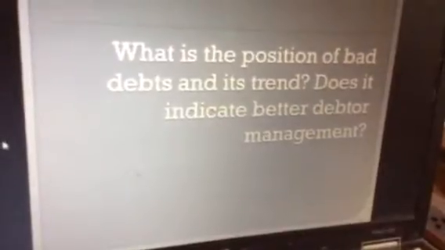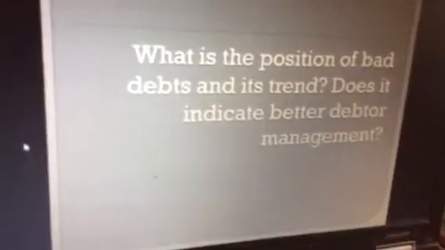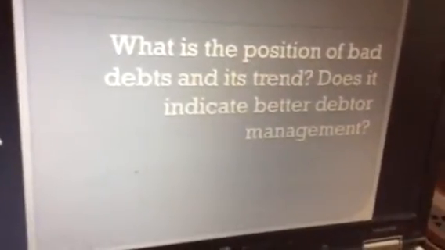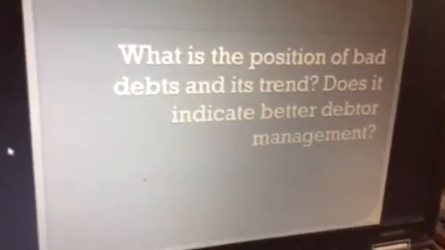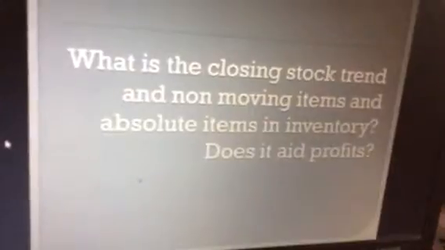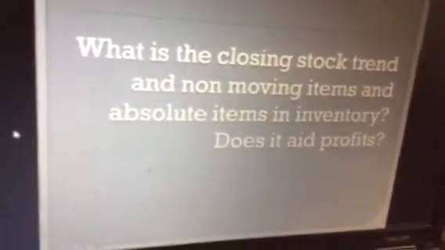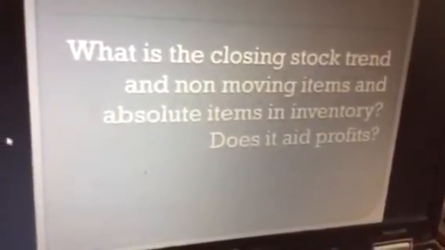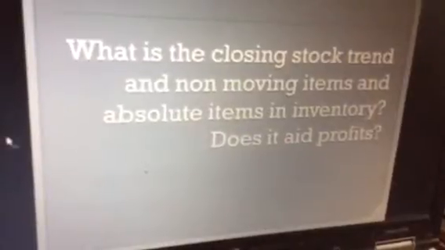What is the position of bad debts and their trend? Does it indicate better debtor management? Bad debt should go down. Bad debt provision and bad debt written off both have to be seen. And if it is going down, then it is better debtor management. What is the closing stock trend, and non-moving items and obsolete items in the inventory? Does it aid profits? Closing stock trend is more important because closing stock many times covers non-moving items and obsolete items.